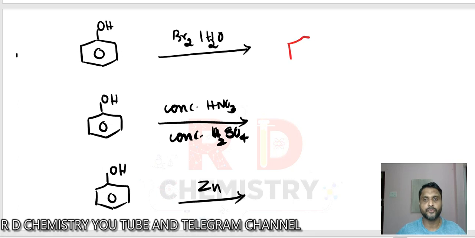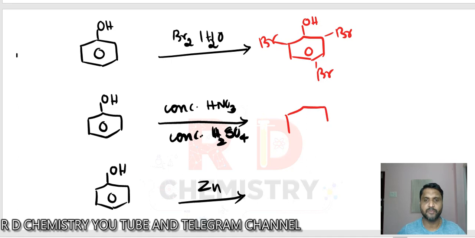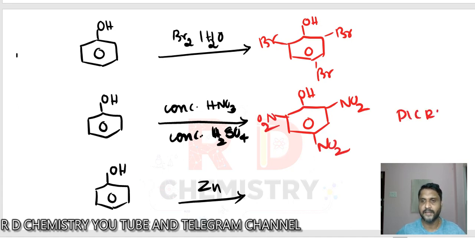So phenol gives 2,4,6 tribromophenol, correct? With bromine water. Then nitration. Nitration with nitric acid will give you 2,4,6 trinitrophenol, which is also called picric acid, correct? Which is also called picric acid.